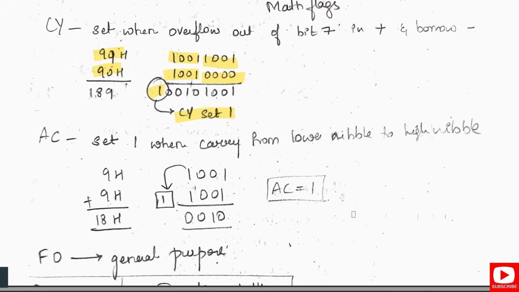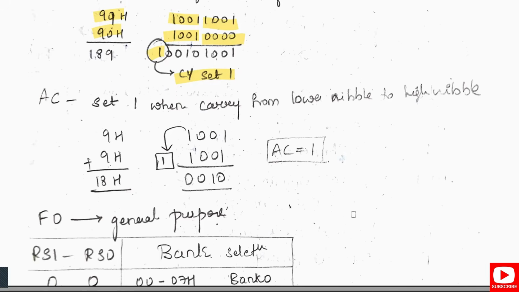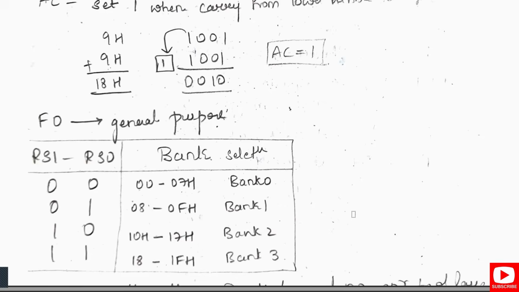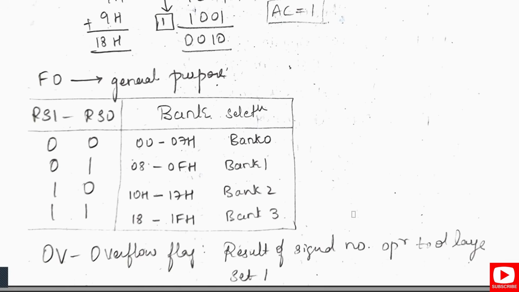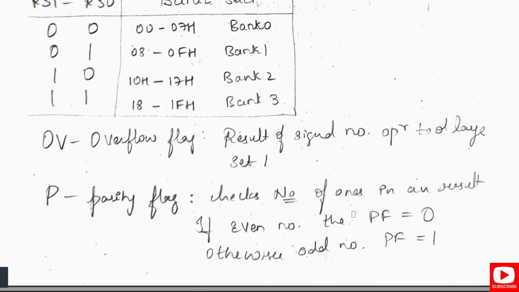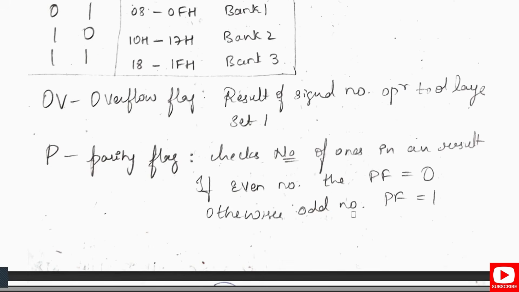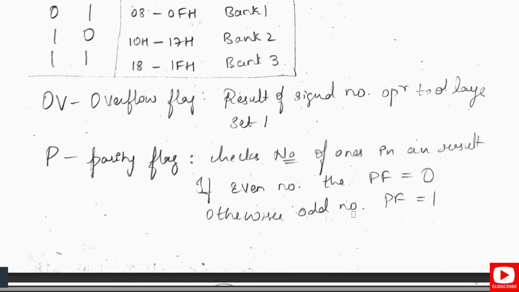The auxiliary carry is set to 1 when there is a carry from the lower nibble to the higher nibble, that is 9H and 9H. So here you can observe AC will become 1. Then we have F0, which is general purpose. For RS1 RS0, 0 0 is bank 0, 0 1 is bank 1, 1 0 is bank 2, and 1 1 is bank 3. Then the overflow flag is set to 1 when the result of a signed number operation is too large. P is the parity flag, which checks the number of ones in the result. If the number of ones is even, the parity flag will be 0. If the number of ones is odd, then the parity flag is 1.